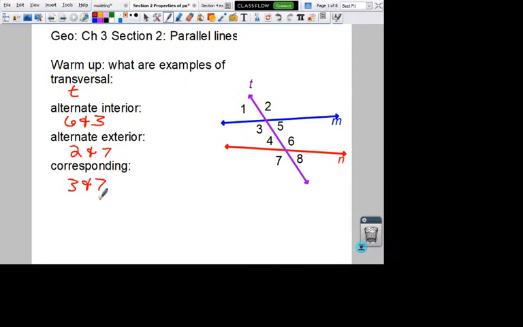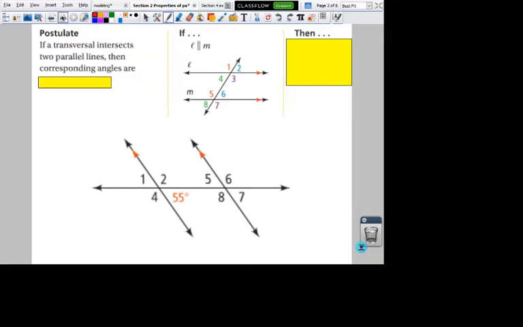All right, so what we are doing today is we are using these same things that we talked about yesterday and on our warm-up, but we are going to look at them when I have parallel lines. So everything today is about parallel lines. A couple of things before we get started. You guys remember this from yesterday?